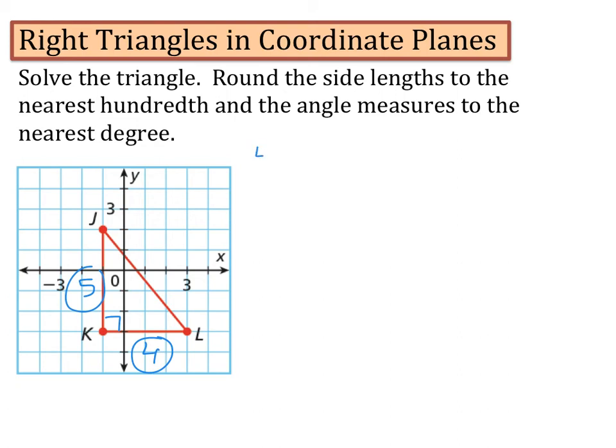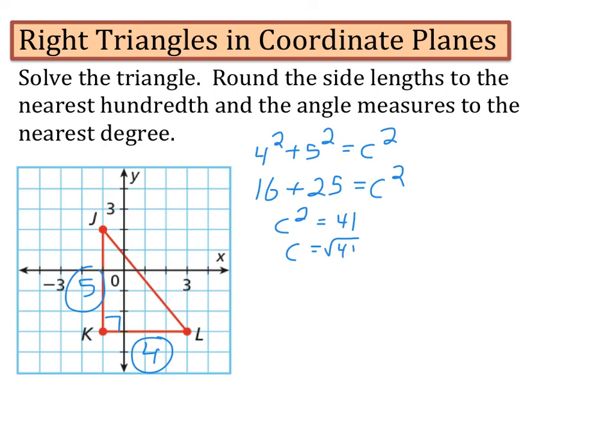So we'll do 4 squared plus 5 squared equals our c squared, which is JL. So we're going to end up with 16 plus 25 equals c squared. And we'll have c squared equals 41. So c is going to equal the square root of 41, and that's a prime number, so we can't do any more with that.